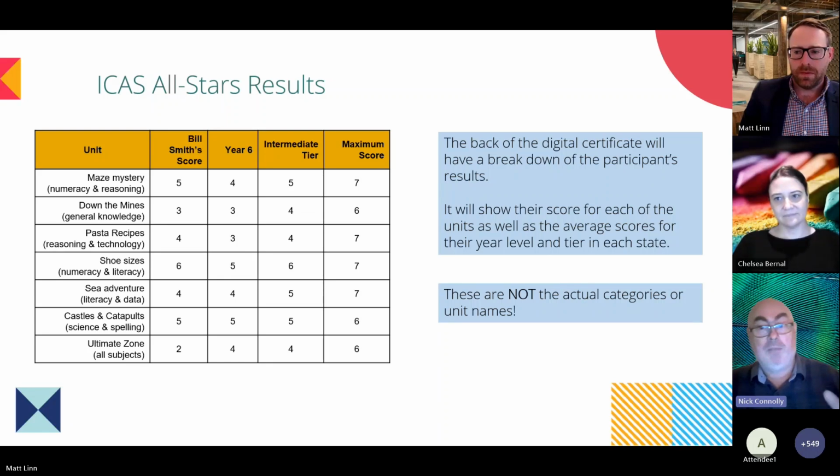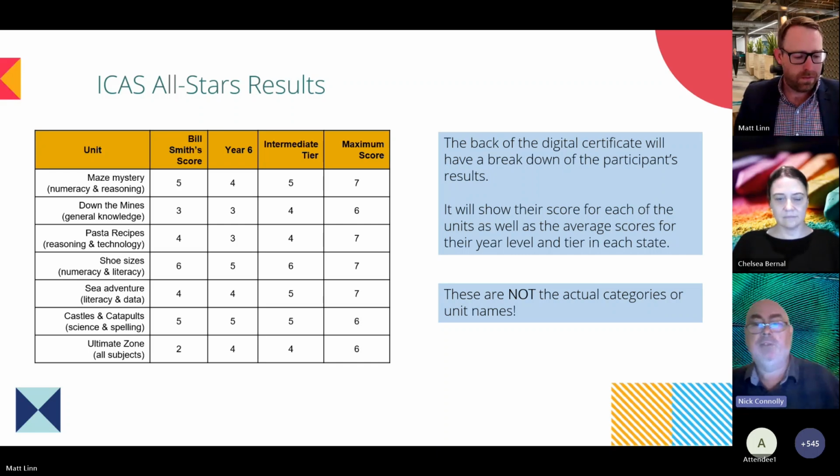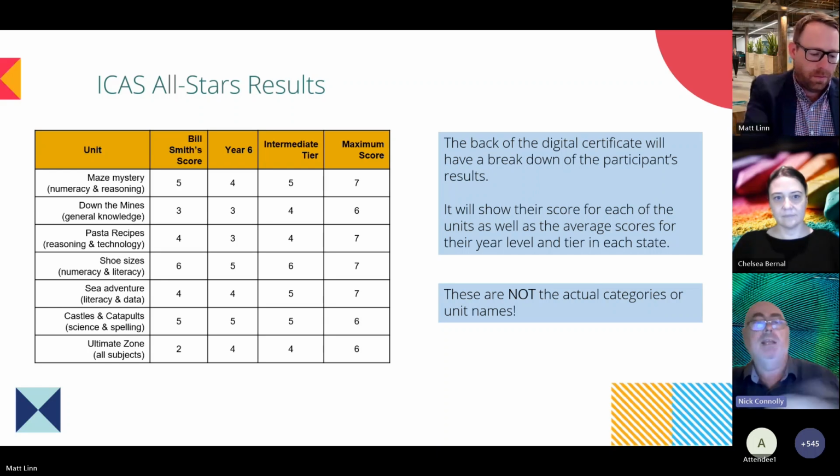We'll tell you, in this case, it's a student called Bill Smith. We'll tell you what their score was for that unit. We will tell you what the average score was for the year that they're in. So in this case, Bill is in year 6, and the average score for year 6 on that unit was 4. We'll also tell you what the average score for the whole tier was. So they were in the intermediate tier. So that included some students in year 7 or year 8. And the average score there was, say, 5. And what the maximum score was. So in this case, say 7.